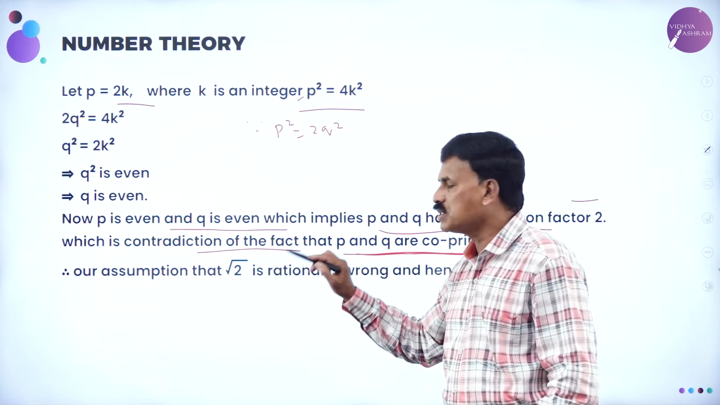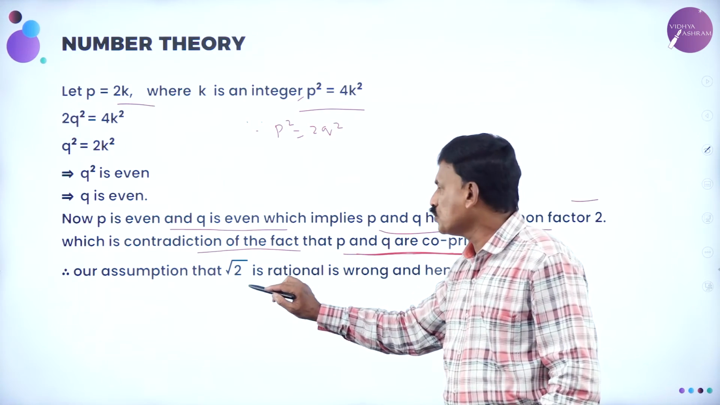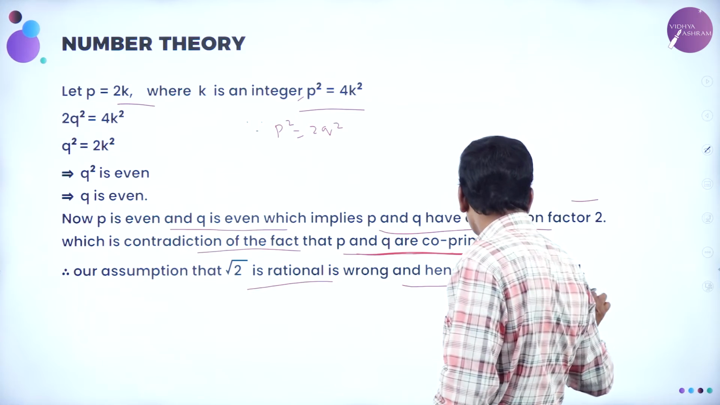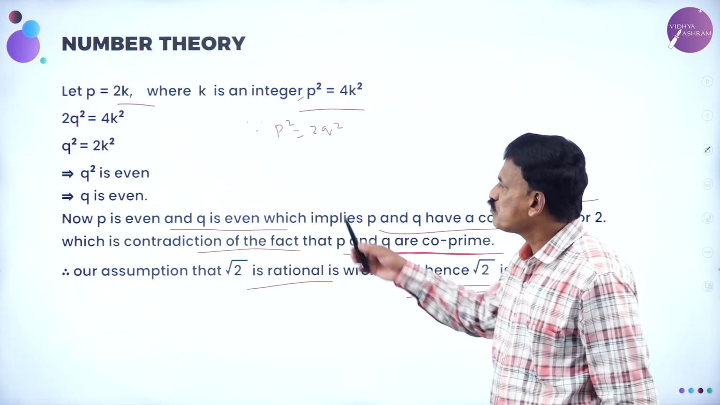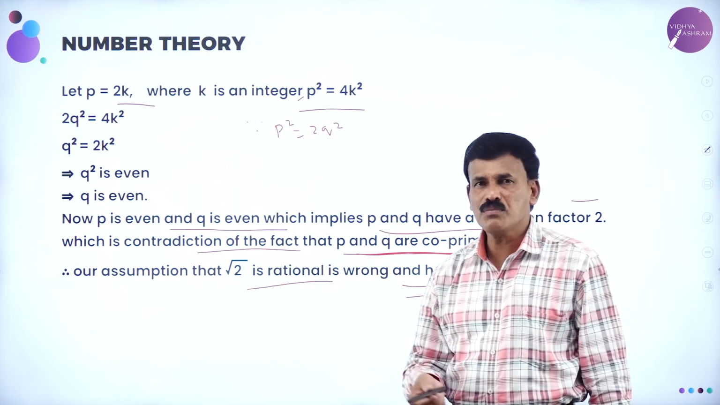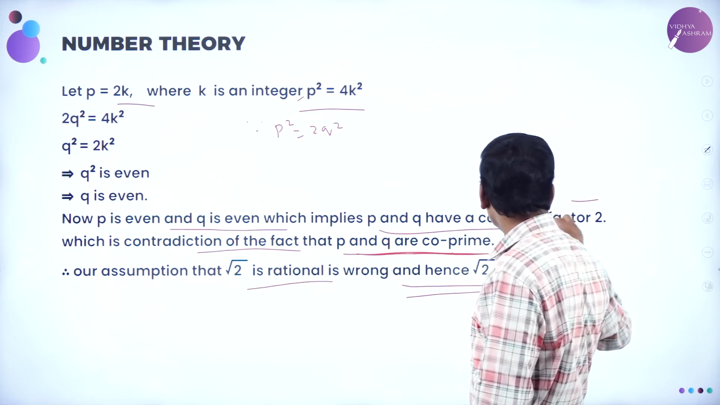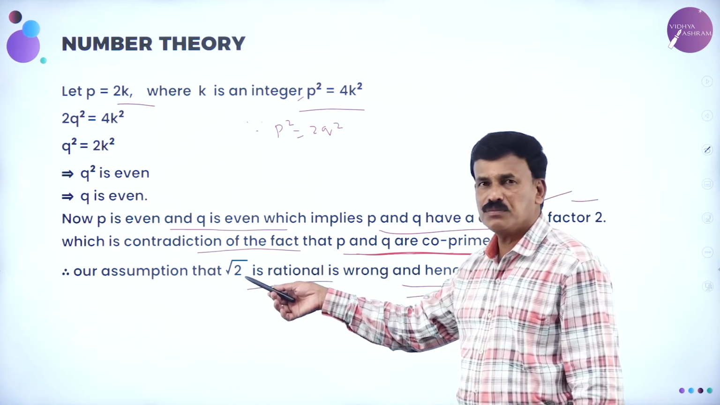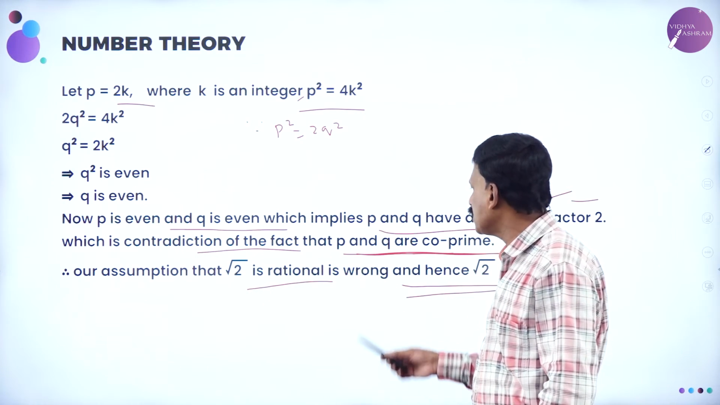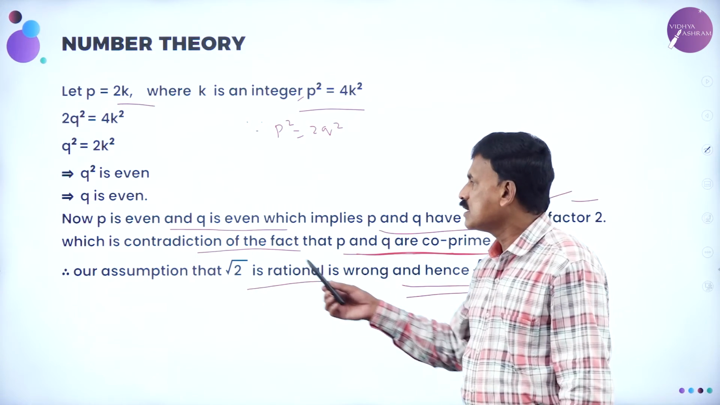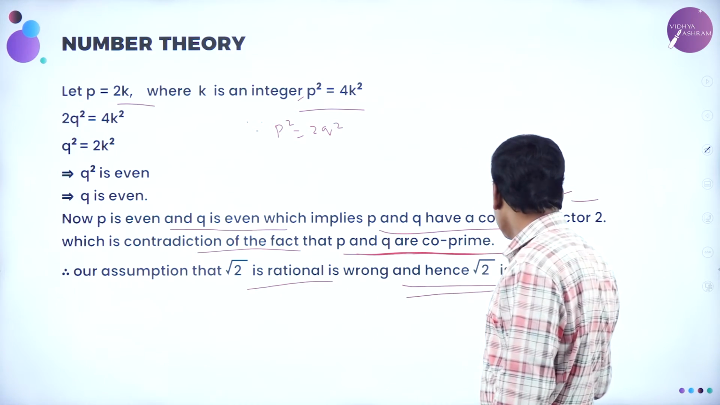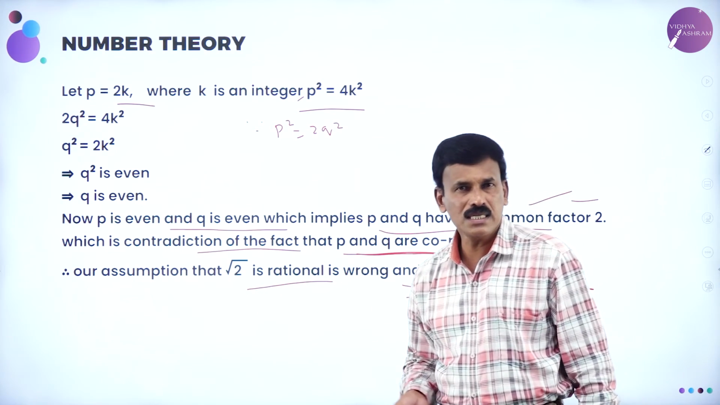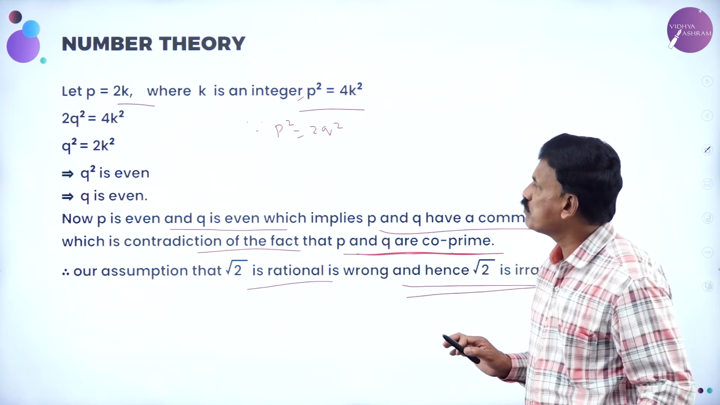Hence, our assumption that root 2 is rational is wrong. Hence, root 2 is an irrational number. That's it, very simple. P and Q will have the same common factor, that is 2, which contradicts our fact that P and Q are co-primes. That means our assumption is wrong, and hence root 2 is an irrational number. Very simple problem.